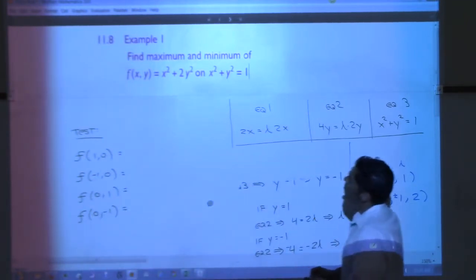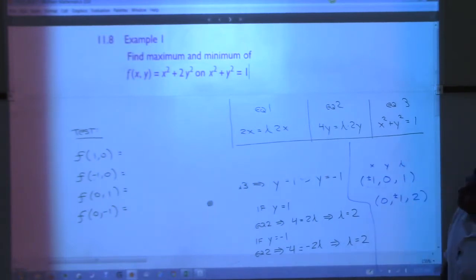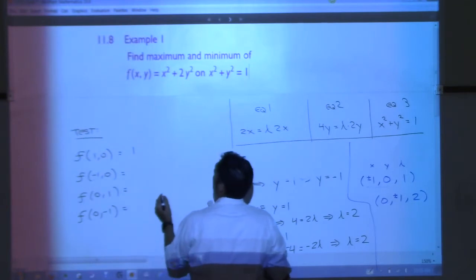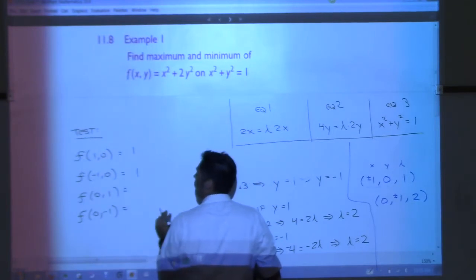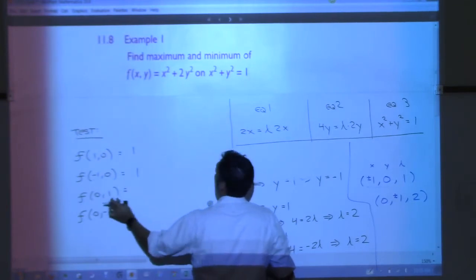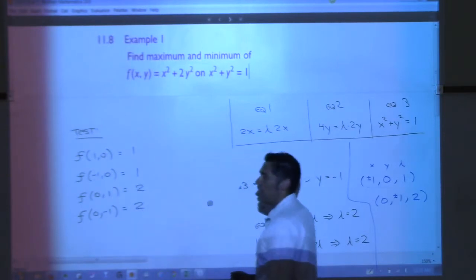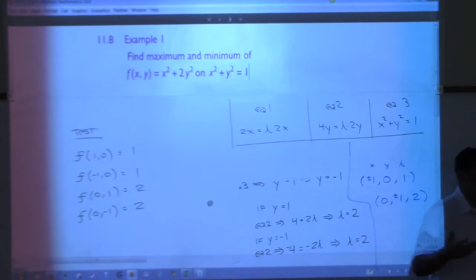f of 1, 0 is 1. f of negative 1, 0 is 1. f of 0, 1 is 2, and f of 0, negative 1 is 2. So you had a maximum value of 2. It occurred at 2 different points, right? A minimum value of 1. It occurred at 2 different points.